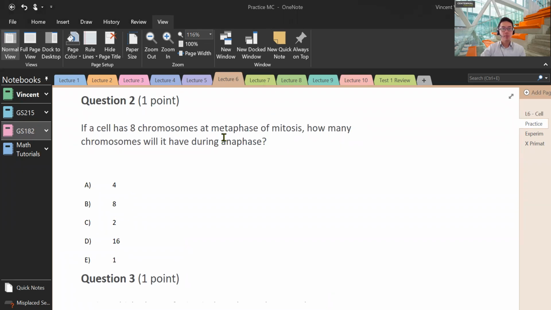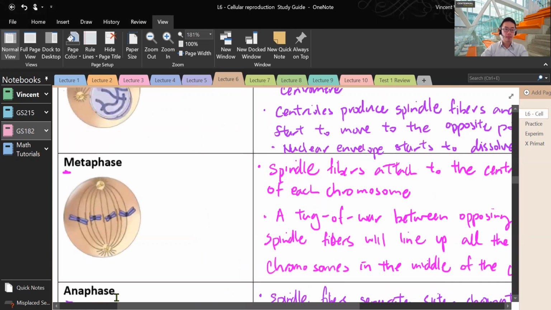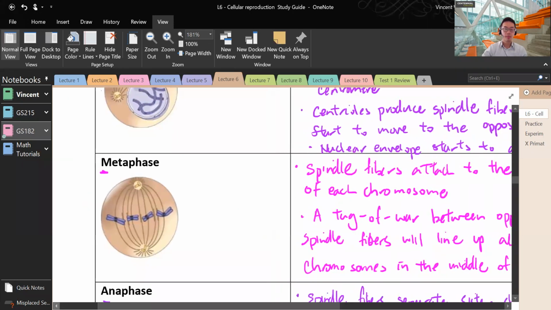So a cell has 8 chromosomes in metaphase. How many chromosomes will there be during anaphase? Let's go back to this picture here. That is metaphase right here, right? Okay, that's metaphase. How many chromosomes are here in metaphase? Okay, so remember, when they're stuck together, we still count them as 1. So that's 1 chromosome, 2, 3, 4. 4 chromosomes here.